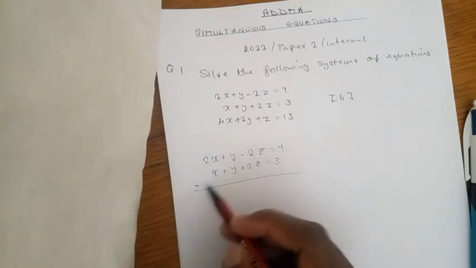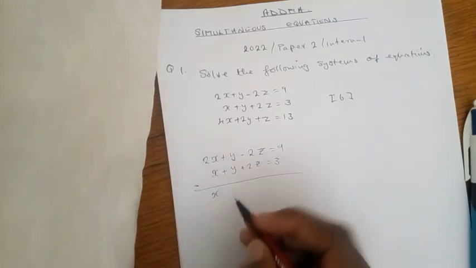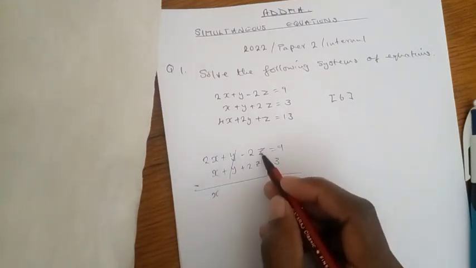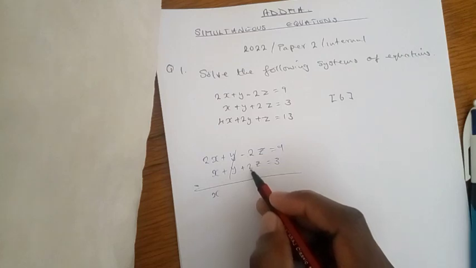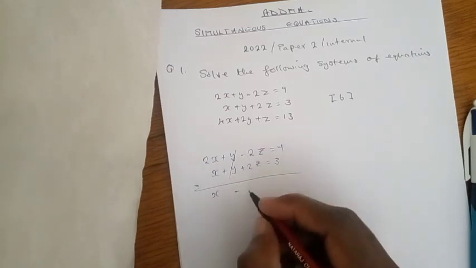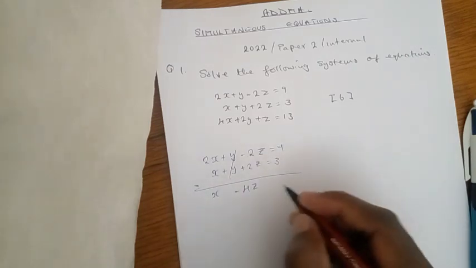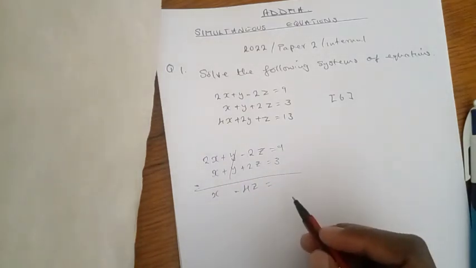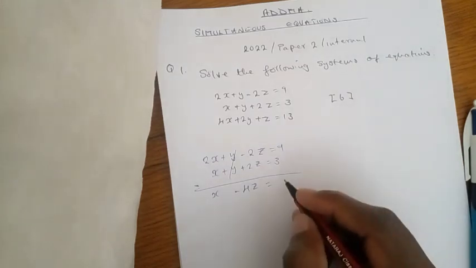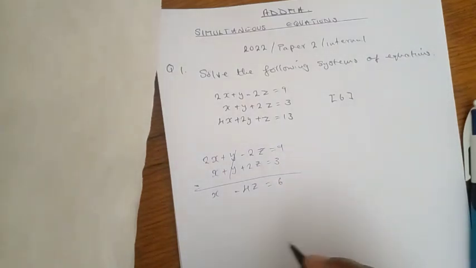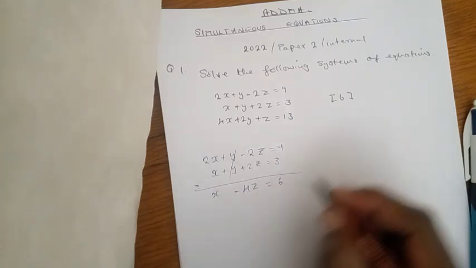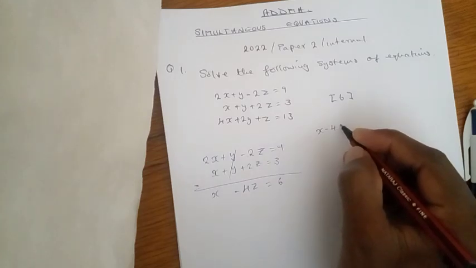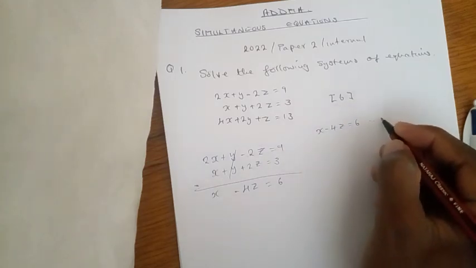So we say 2x minus x, we get x. Y minus y is the same as 0. Negative 2z minus positive 2z, which is the same as negative 4z, is equal to 9 minus 3, which gives us a 6. Okay, so we write 6 there. Then we have this equation. We are going to say this is equation number 1. x minus 4z is equal to 6. So this is our equation number 1 we have found.